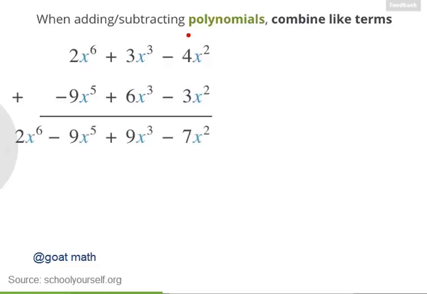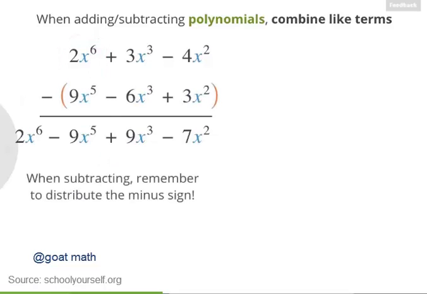And here's the result. -4x squared minus 3x squared combine to make -7x squared. Adding up the x cubed terms gives us 9x cubed. And again, there's only one x to the 5th term and one x to the 6th term. So here's the answer. So when you're subtracting polynomials, remember to distribute the minus sign.